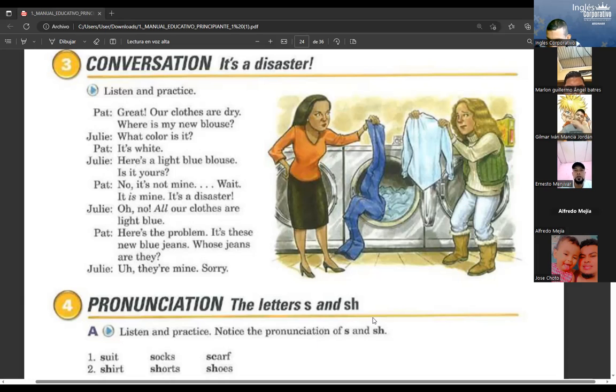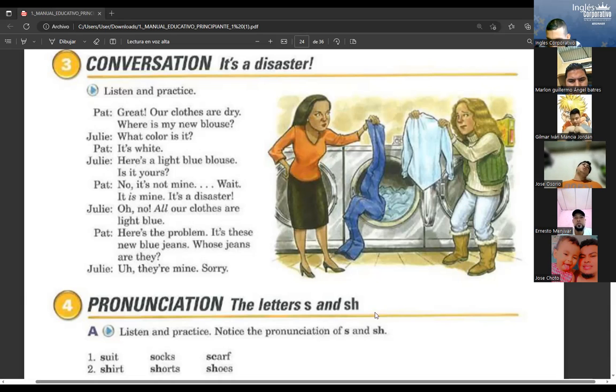3, 2, 1, action. Great. Our clothes are dry. Where is my new blouse? What color is it? It's white. Here is a light blue blouse. Is it yours? No, it's not mine. It is mine. It's a disaster. Oh no, all our clothes are light blue. Here's the problem. It's this new blue jeans. Whose jeans are they? Oh, they are mine. Sorry.